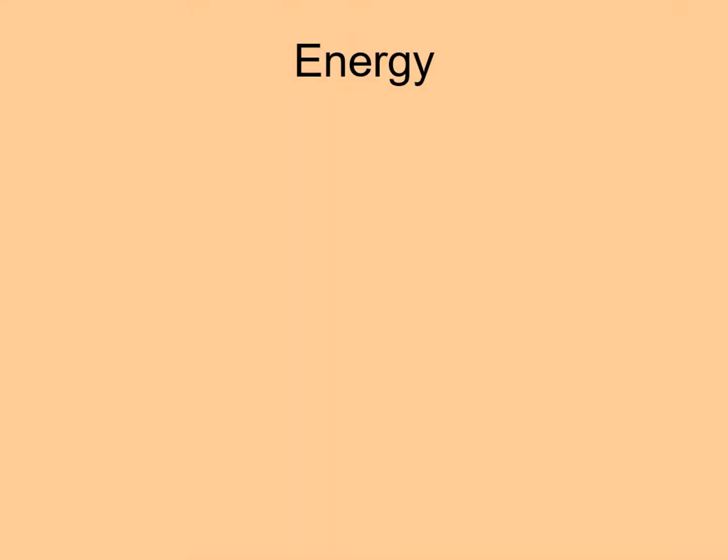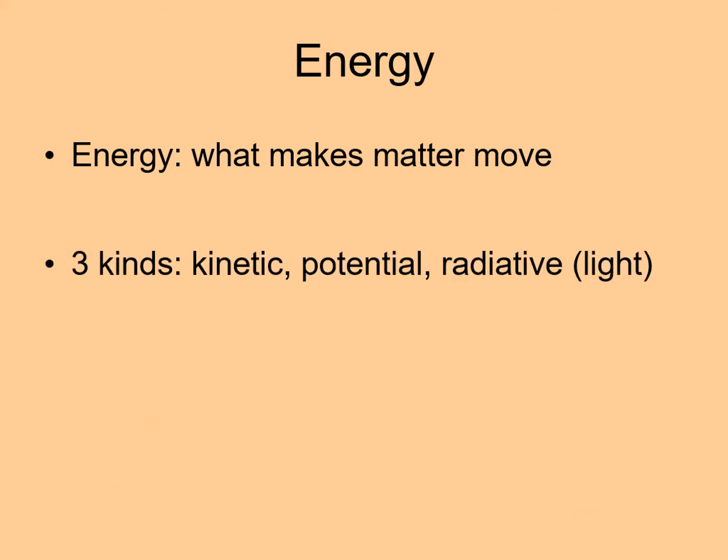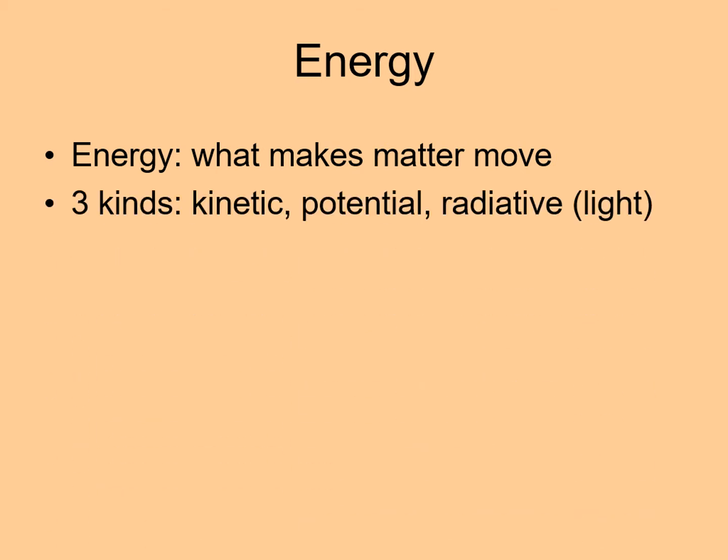The next big topic in this chapter is energy. Energy is a little hard to define. It's easier to talk about examples than it is to come up with a general description. However, you can start by thinking of energy as that which makes matter move. As we look at it more closely, it will be easier to see what this means. We usually divide energy into three broad types: kinetic, potential, and radiative.